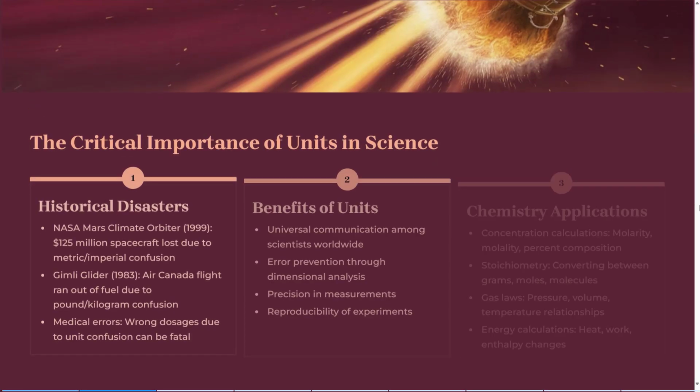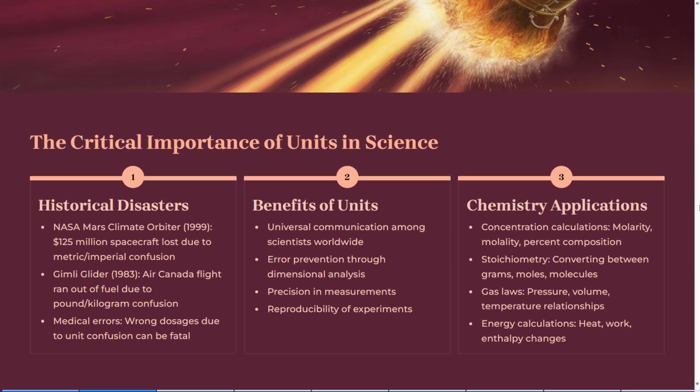Imagine losing a $125 million spacecraft because someone confused meters with feet. That's exactly what happened to NASA's Mars Climate Orbiter in 1999. Today we are going to explore why units and significant figures are absolutely critical in chemistry, not just for passing tests, but for preventing real-world disasters and ensuring scientific accuracy. Let's dive into the language of measurement that connects scientists worldwide.